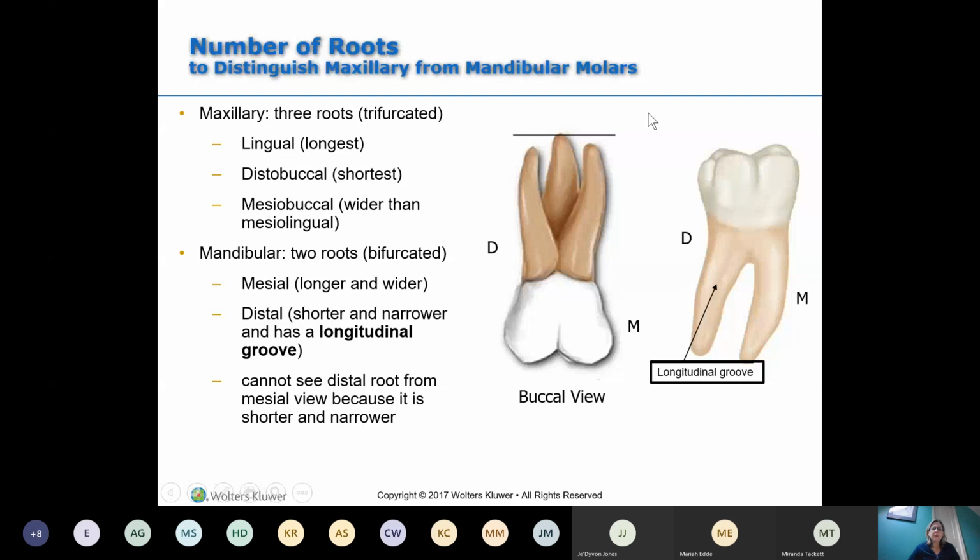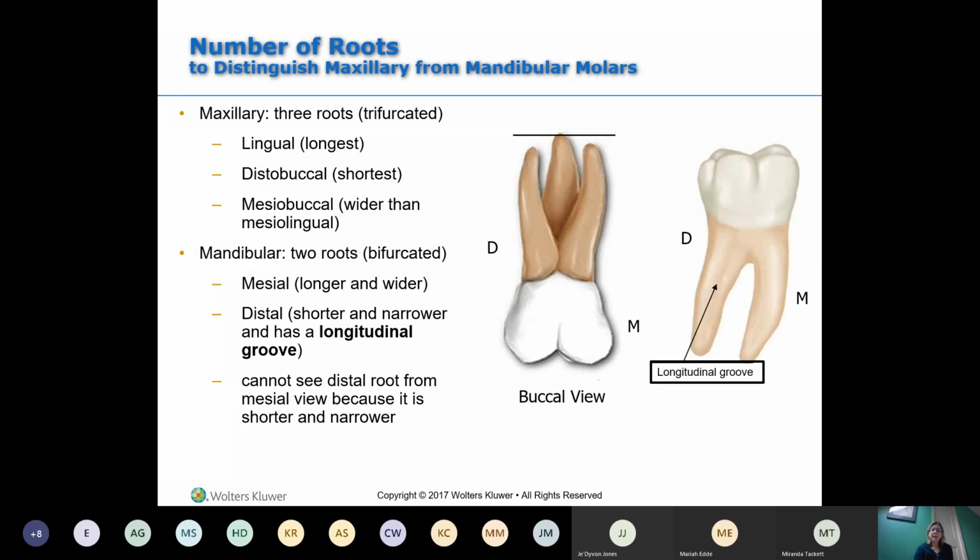Okay, I am backing up to that picture with the roots. I just want to go over this one more time, since this is the one that I had a little trouble explaining. Your maxillary molars have three roots, and it's called trifurcated, three for tri. The lingual one is the longest. This is the lingual root. It's the one that goes up onto the palate. So it's called lingual or palatal root. It's the one that they say is shaped like a banana because it's kind of curvy. It is the longest. Then the distal buccal root is the shortest.